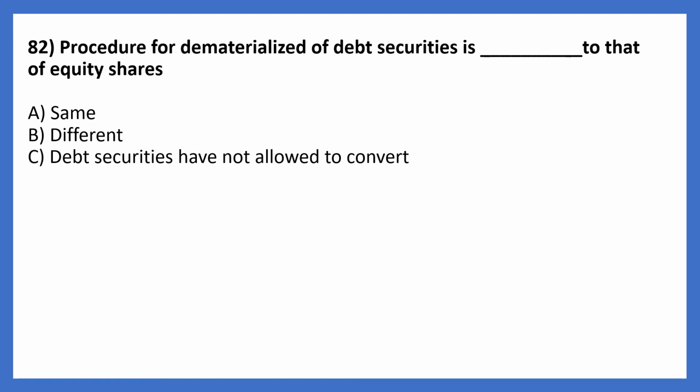Procedure for dematerialization of debt securities is to that of equity shares. Option A, same. Option B, different. Option C, debt securities have not allowed to convert. The correct answer is option A, same.